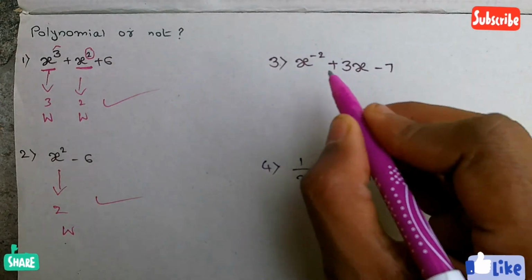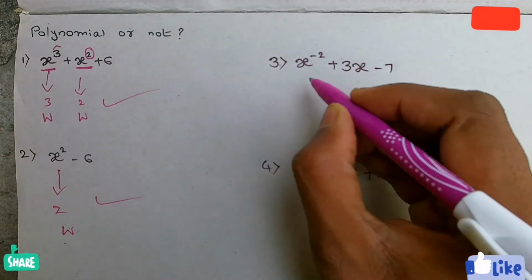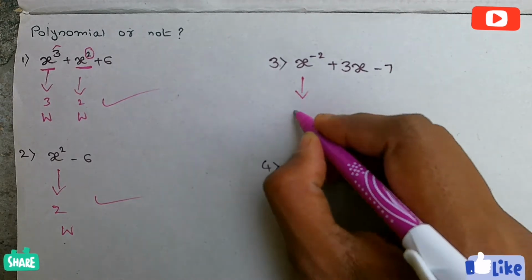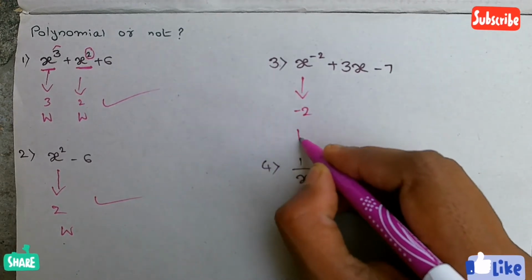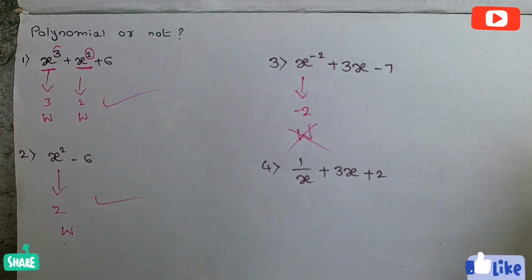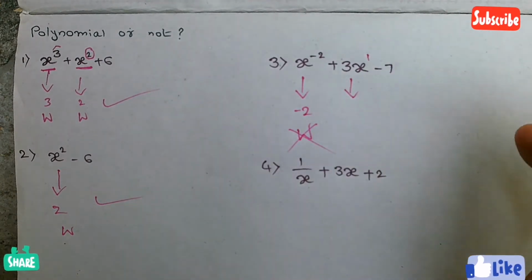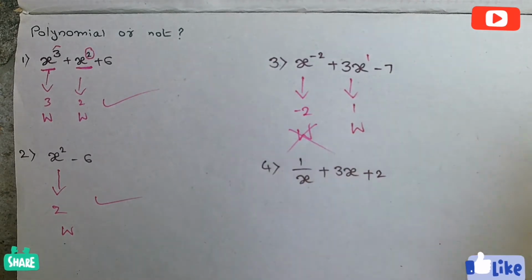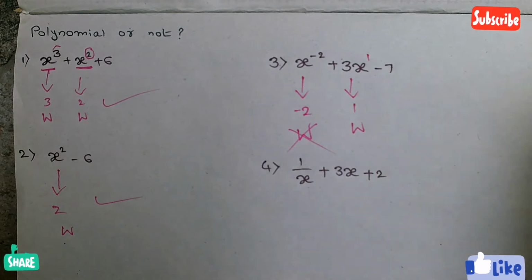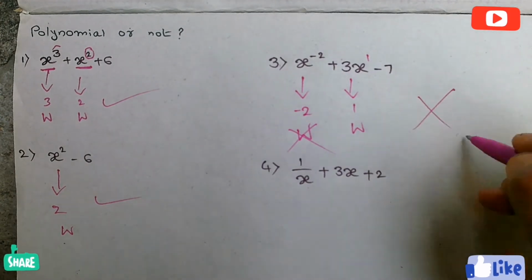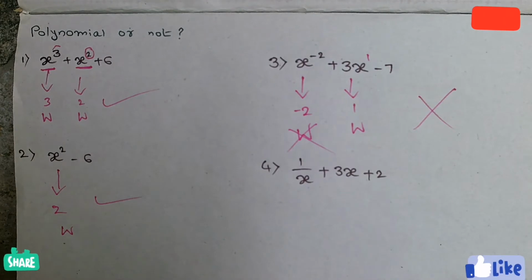Now x power minus 2 plus 3x minus 7. Here for alphabet x the power is minus 2, which is not a whole number. The second term is 3x; for x the power is not written, meaning power 1 is there, and 1 is a whole number. Now, in these two terms, one power is not a whole number and one power is a whole number, so this is not a polynomial, because every power should compulsorily be a whole number. Only then is it called a polynomial.